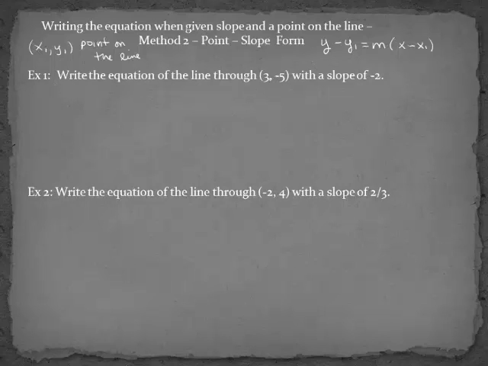So what I do is I call this point x1, y1, and my slope is m. So I get y minus y1. Let me fix that. y minus y1 is equal to m times x minus x1. So I have y minus -5 is equal to -2 times x minus 3. Whenever I have that double negative, it's a positive, so I get y plus 5 is equal to -2 times x minus 3, and I can leave that in point-slope form.